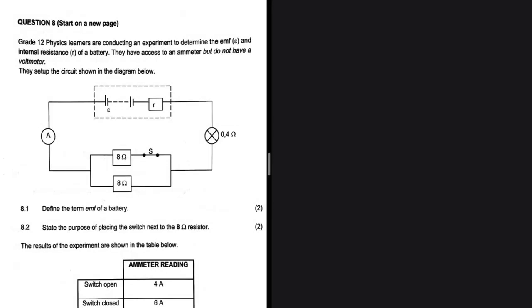And we are done. The maximum energy provided by a battery per unit charge passing through it. That is 8.1. Let's go ahead and look at 8.2. State the purpose of placing the switch next to the 8 ohm resistor. Let's go through our equation statement and see what is happening.